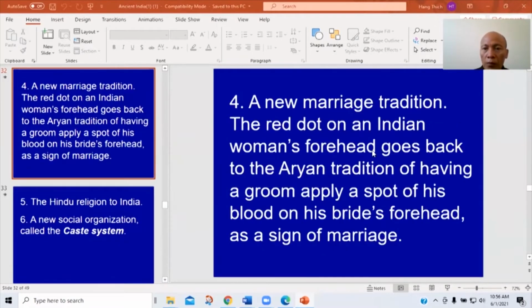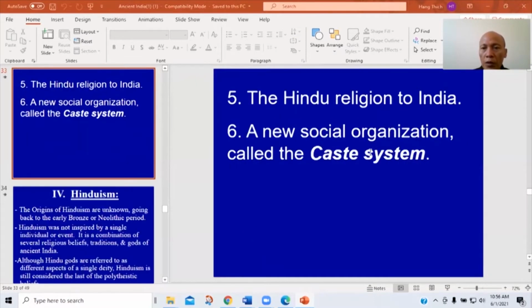And they have new marriage traditions. After a female got married, she got a red dot on the forehead. So let's go back to the Aryan tradition of having a groom apply a spot of his blood onto his bride's forehead. That is the sign of marriage.